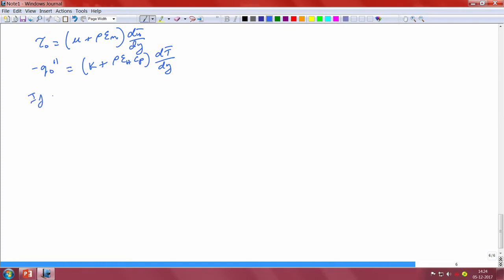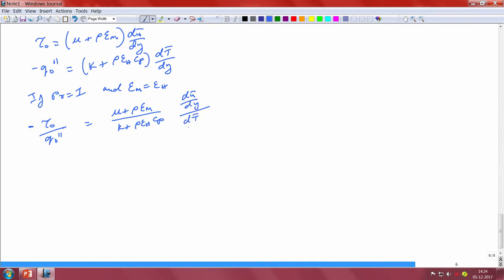Now, if your Prandtl number is of the order 1, that is equal to 1, and your epsilon m and epsilon h are the same. Okay. So, therefore, what you have is basically tau naught by q naught double prime is equal to mu plus rho epsilon m divided by k plus rho epsilon h into Cp, times du bar by dy divided by dt bar by dy. Okay.